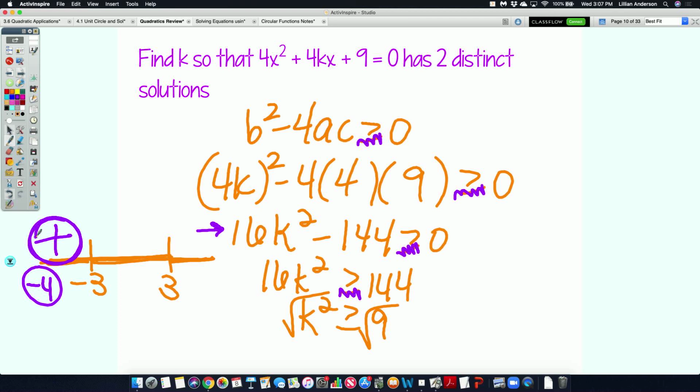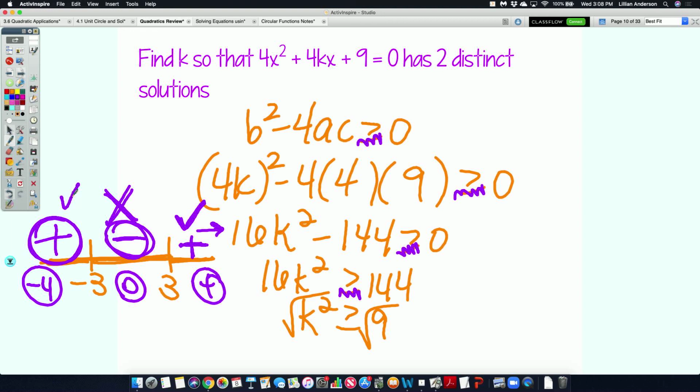What's a number that's in between -3 and 3? If I plug 0 in here, is that going to be positive or negative? Negative, which means this won't work. None of these will give you a discriminant that gives you two distinct solutions. And if I plug in +4, that will work. So the values of k that will give you two distinct solutions are the values that are less than -3 and greater than 3.